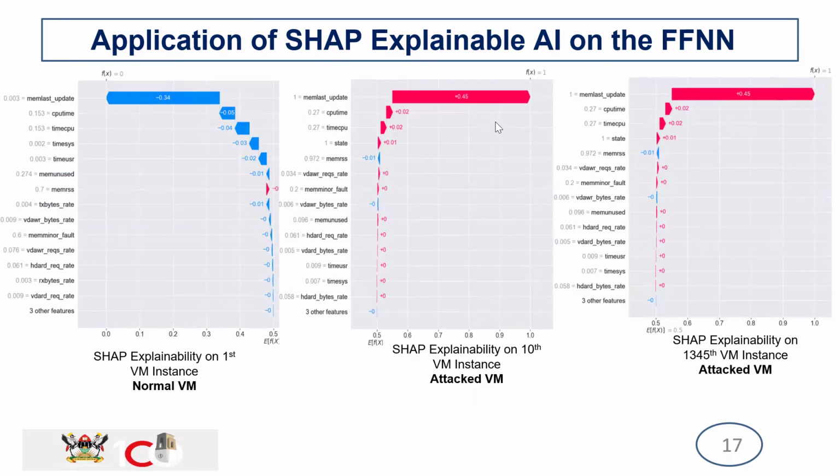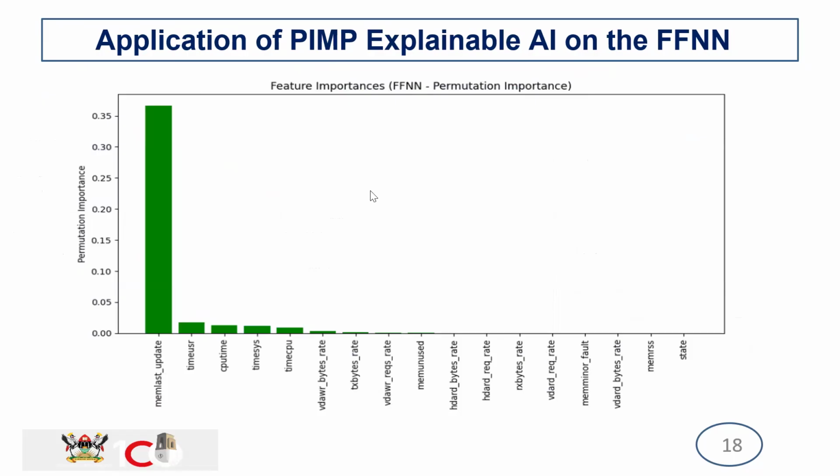Application of SHAP explainable AI on the feed-forward neural network. Here we see still memory last update. It is the first three features from this waterfall plot, they are consistent. So this blue waterfall plot shows that the virtual machine instance is normal. Then the red waterfall plot shows that the virtual machine is under attack.